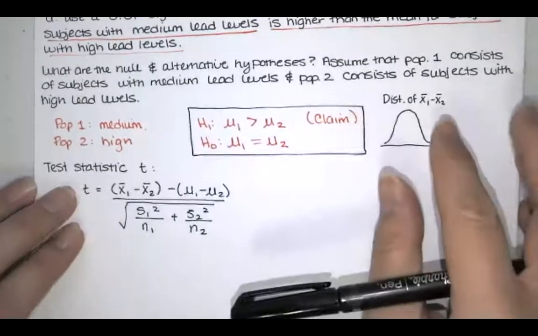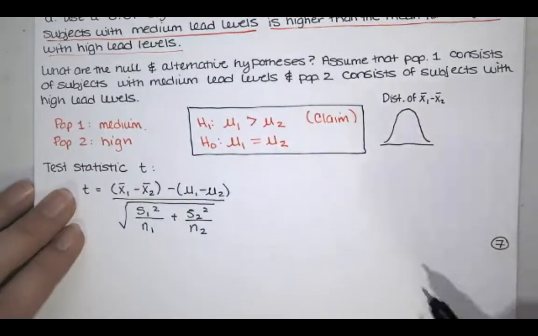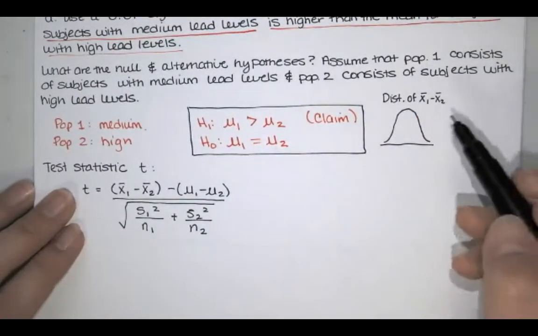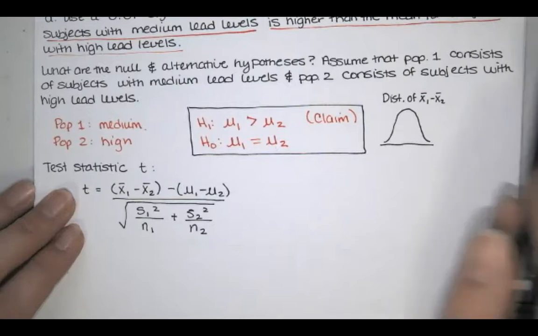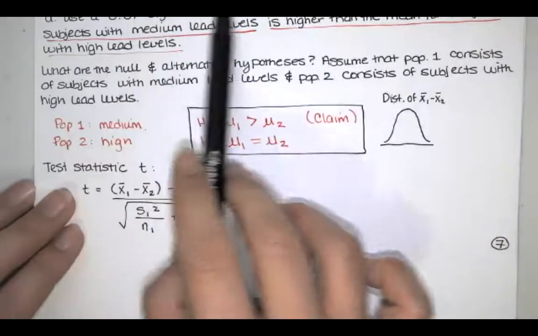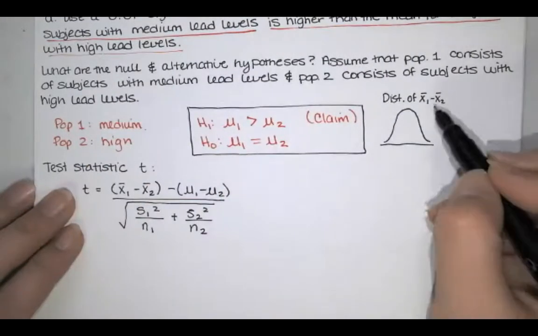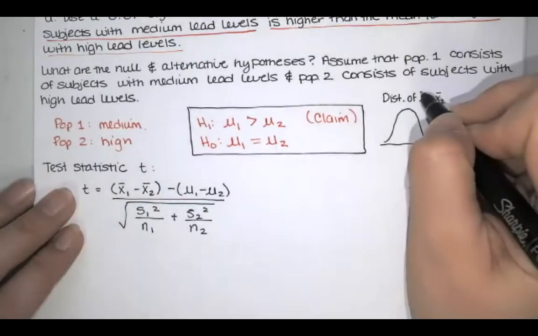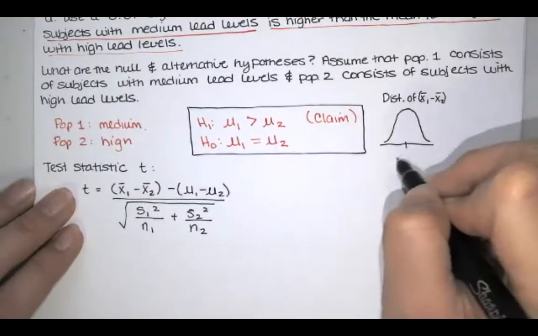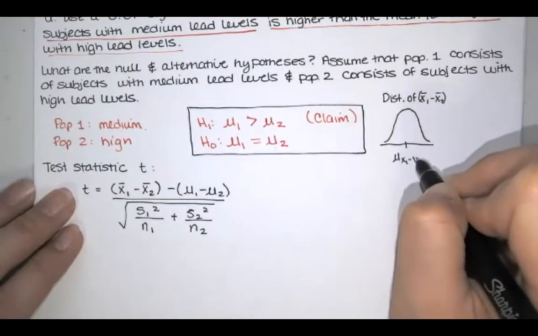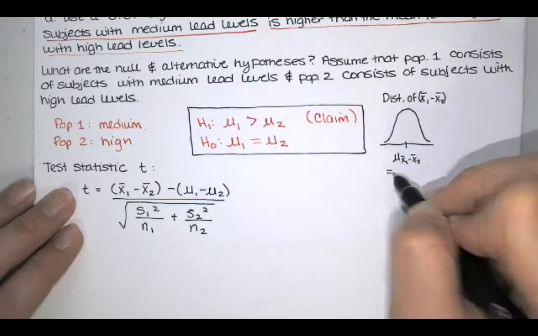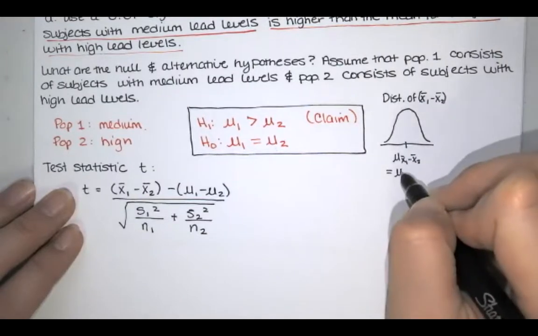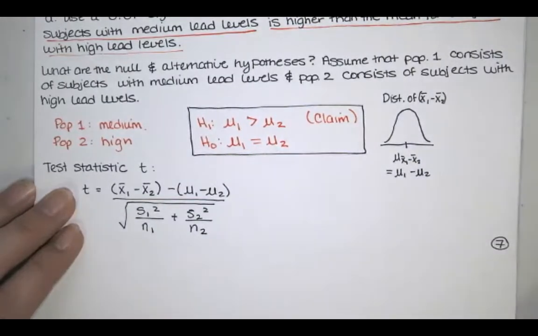Now, it turns out that since x sub 1 bar and x sub 2 bar are normally distributed, because the samples were selected from normally distributed populations, the difference between those two is also normally distributed. And the mean value of that difference is actually the difference between the population means for those two populations.